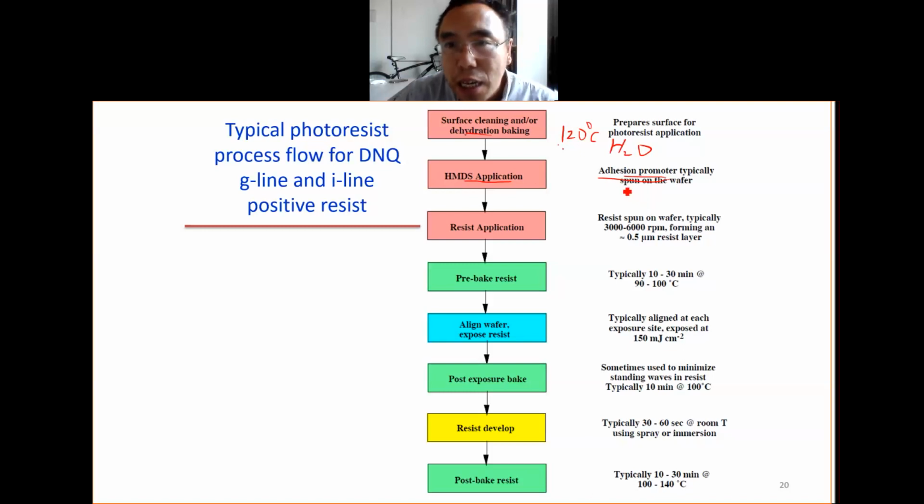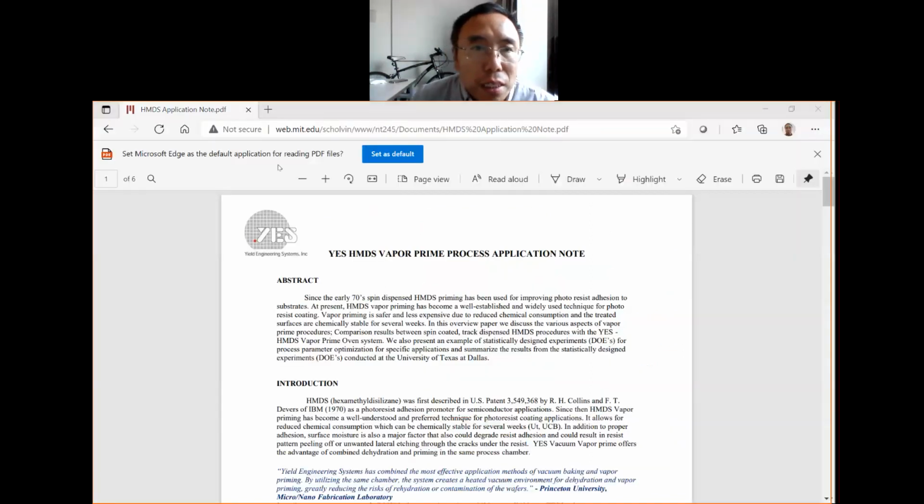This here says spin on the wafer, but actually the spin on is not good. Nowadays we do the vapor phase application of the HMDS. So now we will look at what HMDS is. This is the website from MIT. This is the YES, called Yield Engineering Systems. This is the company that makes the vapor phase HMDS.